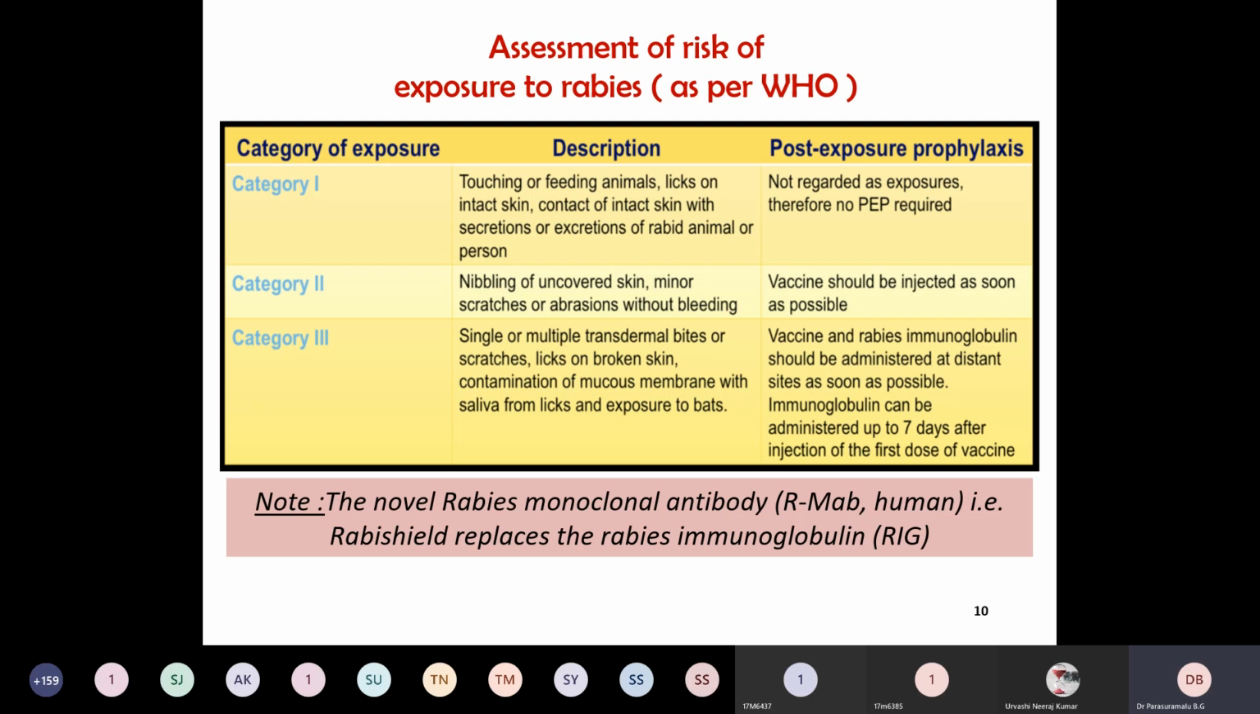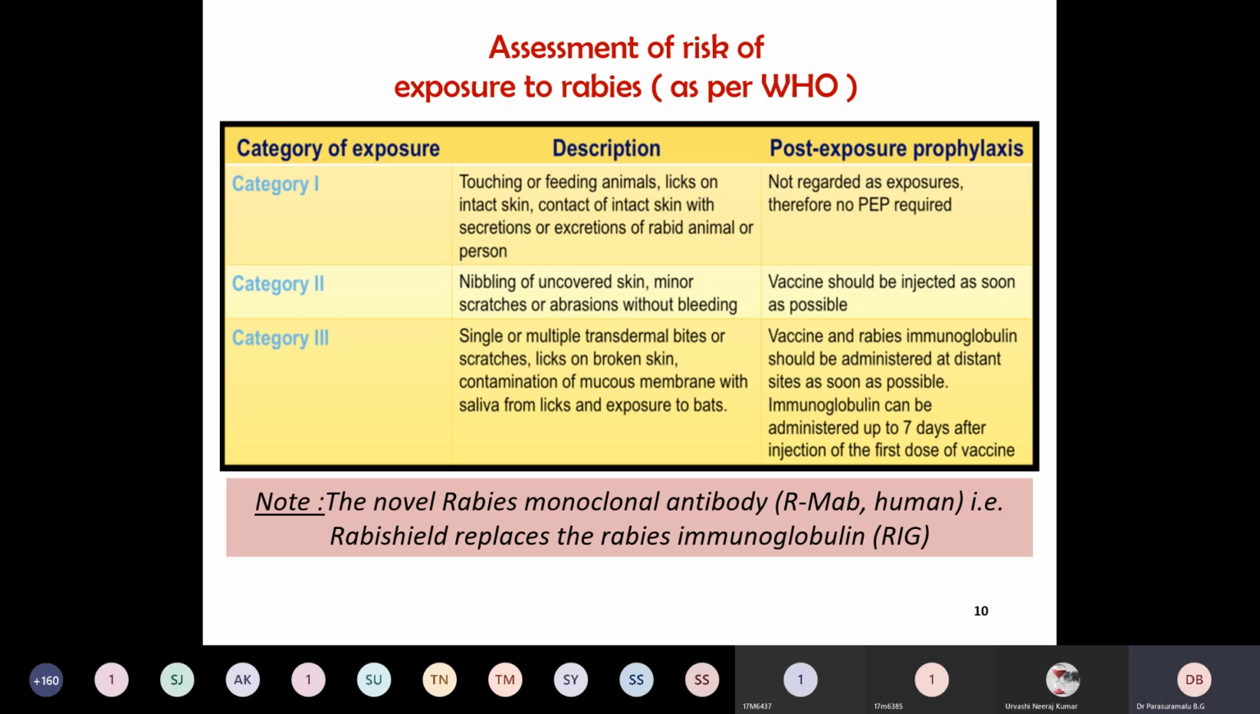That is the local treatment of animal bite wounds, then active immunization with the anti-rabies vaccine. The third is passive immunization with the rabies monoclonal antibodies, which is available in the trade name of rabies shield nowadays, or the rabies immunoglobulins. It can be either equine rabies immunoglobulin or the human rabies immunoglobulin. Now we will discuss one by one.